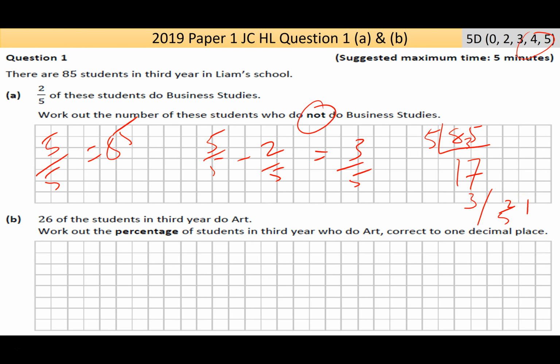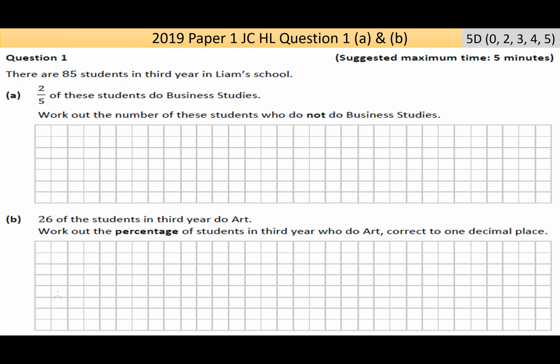Now, if I'm right, I'm going to check it. If you had 2/5, 2 times 17 is 34. 34 plus the 51 equals 85, and it is. So you kind of back checked your work. That's very handy. Okay, so part B then is looking at the 26 students in third year who do art. Work out the percentage of students in third year who do art, correct to 1 decimal place.